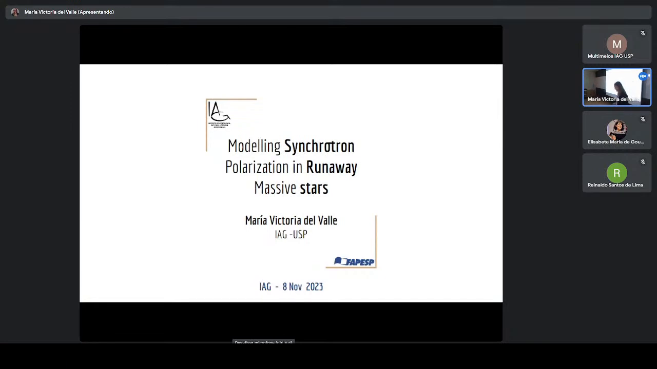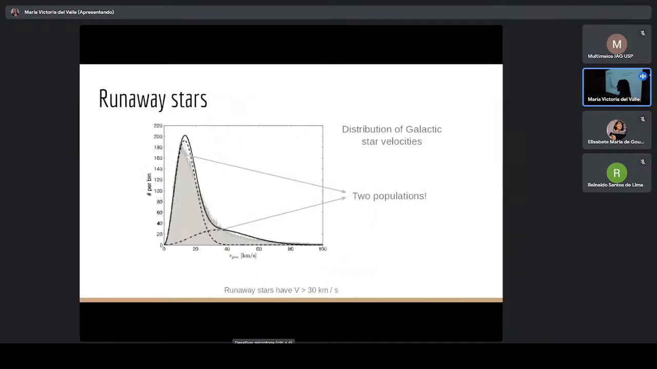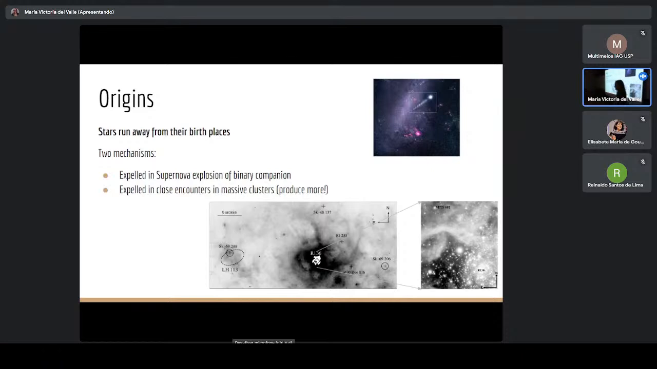So I am presenting some work that I've been developing over the years, but today I am going to concentrate on one specific case that we are studying, that is the calculation of synchrotron polarization in runaway stars, or as I mentioned in the title, moving stars. So let me introduce what a runaway star is. If we see a distribution of the spatial velocities of the stars in the galaxy, we can clearly see two populations. One population of stars moving with velocities less than 30 kilometers per second, and another population with fewer members moving at higher velocities, higher than 30 kilometers per second. So this shows us that there are some stars that are moving away from the places where they were formed.